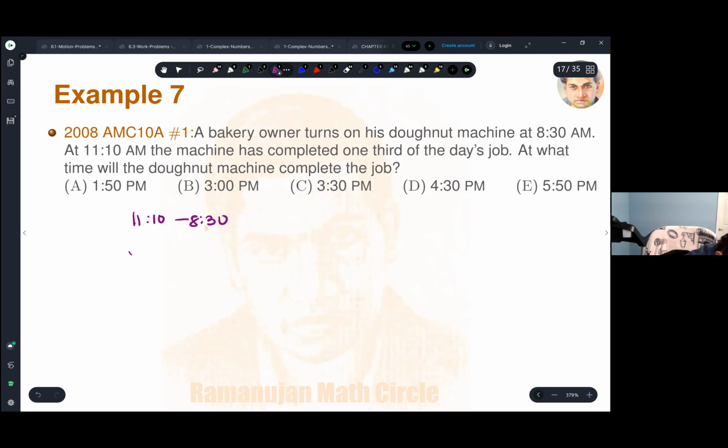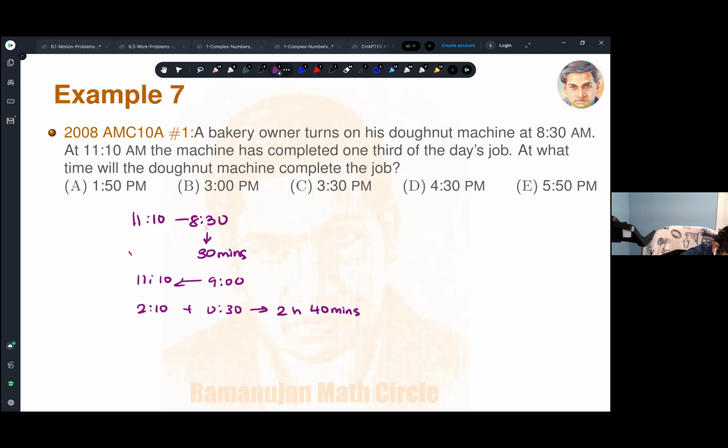So for that, we're gonna say from 8:30 to 9 is 30 minutes. So 11:10, then 9. That's 2 hours 10 minutes plus 30 minutes. That's a total of 2 hours 40 minutes.